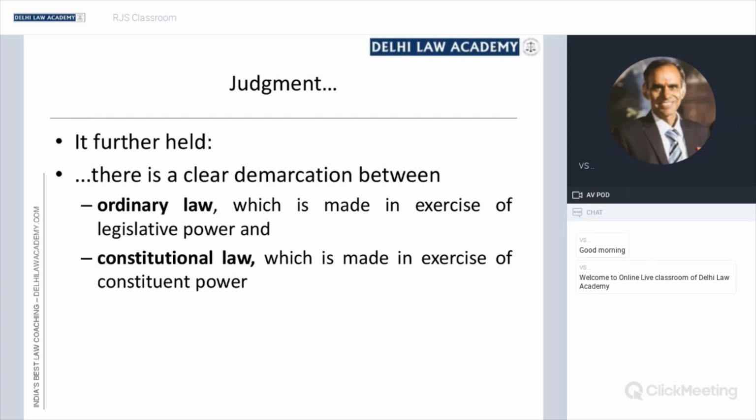In this judgment, it was further held that there is a clear demarcation between ordinary law, which is made in exercise of the legislative power, and the constitutional law, which is made in exercise of the constituent power. The constituent power is available under Article 368, and this law was characterized by the Supreme Court as constitutional law, and it said that there is a clear demarcation between the ordinary law and the constitutional law.